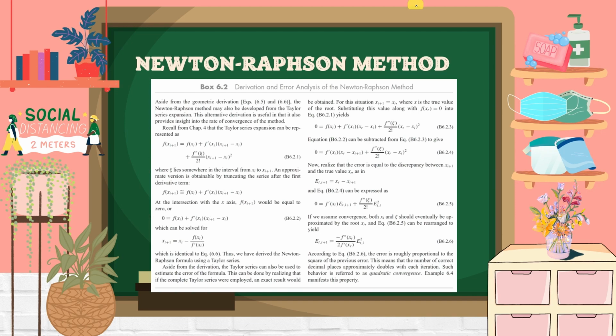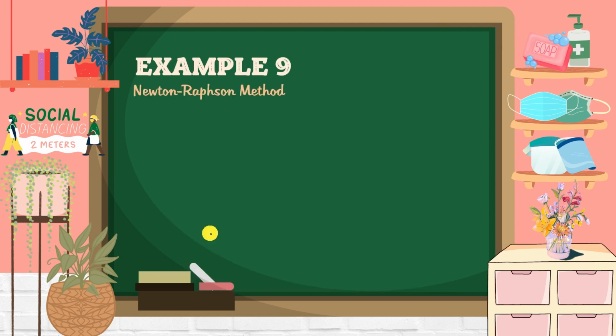In this box 6.2, this is simply the derivation and error analysis of the Newton-Raphson method. This is how the derivation of the Newton-Raphson formula was established. You can just try to restudy them or you can just read them, because the main purpose of our study is to apply the derived formula of the Newton-Raphson method. So let's have an example.